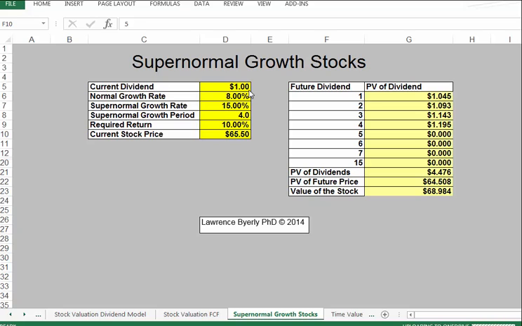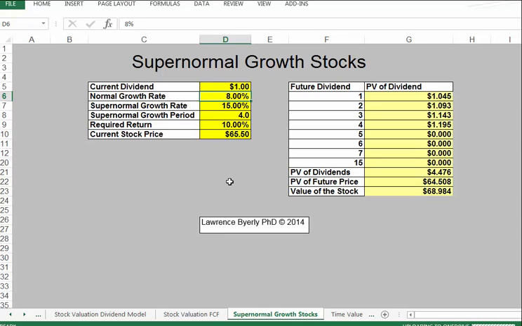The current dividend for this company is $1. The company has a historical growth rate of 8%, or we might say that that is the industry average growth rate. What has happened, though, is this company has a new invention. They have a new product line. They've bought a new company. They've created an innovative process for production that's going to increase the earnings of the firm in a dramatic way.